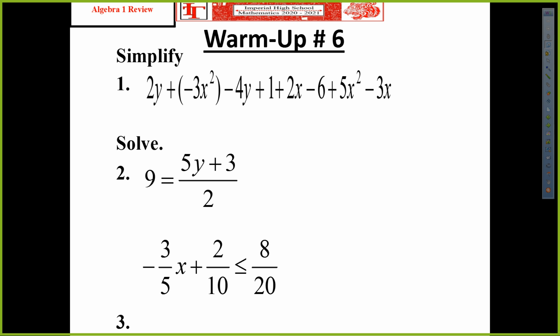For numbers 2 and 3, it says to solve. Number 2 reads, 9 equals 5y plus 3, and that expression, 5y plus 3 over 2. And number 3 reads, negative 3/5 x plus 2/10 less than or equal to 8/20.